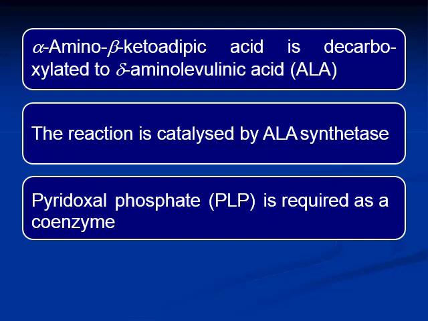Once we get alpha-amino beta-keto adipic acid, this structure will go through a process of decarboxylation to form delta-aminolevulinic acid. These reactions are also catalyzed by ALA synthase, and for this reaction to be carried out, a coenzyme is required, pyridoxal phosphate, PLP. You have learned before from previous lectures what PLP basically is.